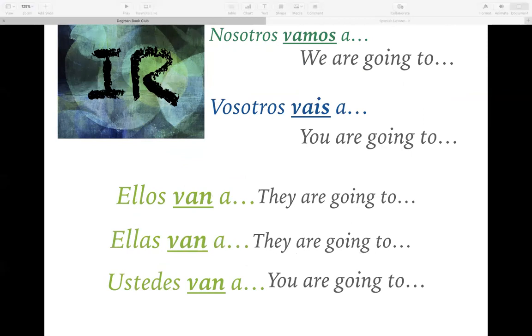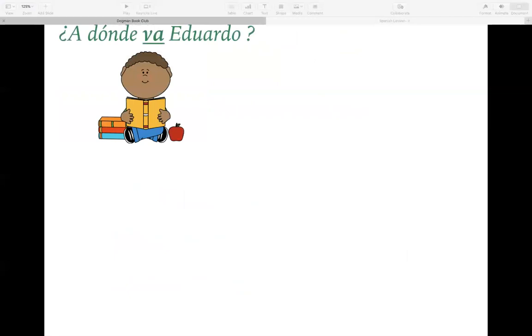So obviously these slides are here for you to always refer back, always watch again if you need to, but I wanted you just to see them all in one place before we do some examples. So take a look at this picture. ¿A dónde va Eduardo? Where's Eduardo going? See if you can answer out loud. We, of course, want to say Eduardo is going to the library. Eduardo va a la biblioteca. Va is the he form of the verb ir.